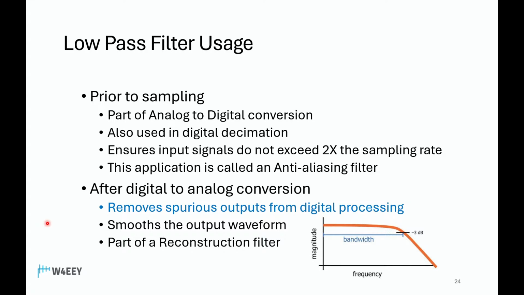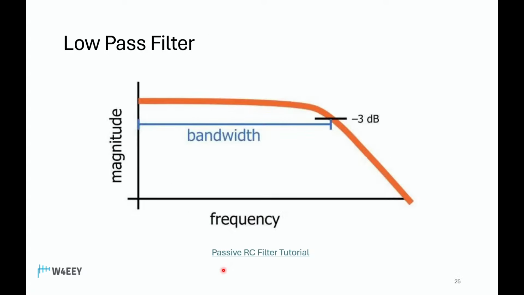After digital to analog conversion, an anti-aliasing filter is used to remove spurious outputs from the digital processing, so it won't confuse stages that follow. Smooths the output waveform. When used that way, it's referred to as a reconstruction filter. So a lot of terminology here around just a couple of basic concepts.